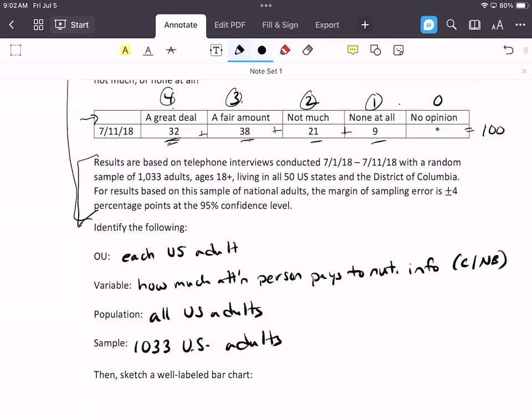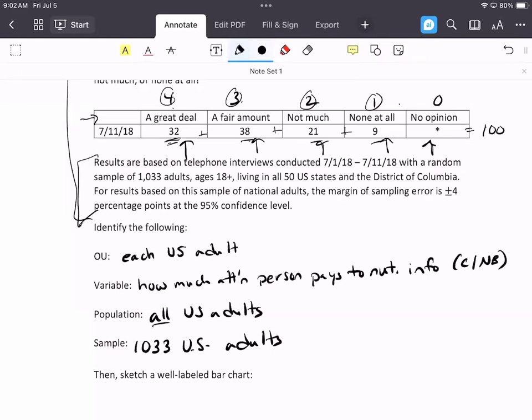The variable being how much attention a person pays to nutritional information, it is categorical, and hopefully you automatically see, well, wait a minute, there are one, two, three, four, five possibilities. So it cannot be binary. Binary, there'd only be two.